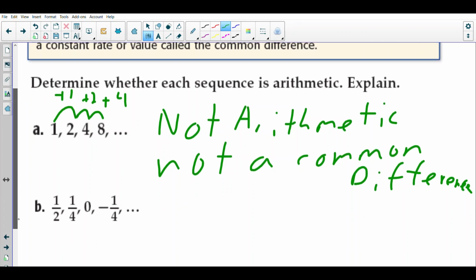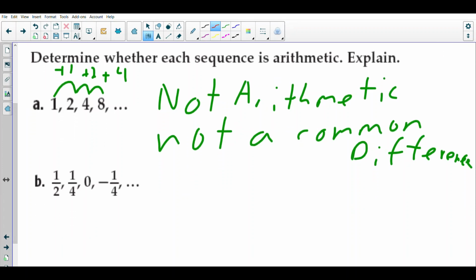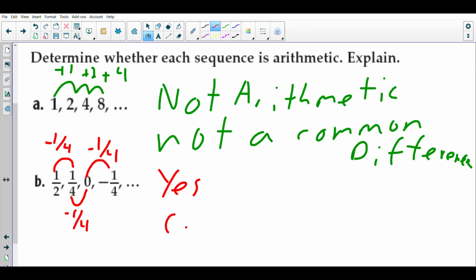Okay, so B, 1/2, 1/4, 0, negative 1/4. So 1/2 to 1/4 is subtracting 1/4. And then 1/4 to 0 is subtracting 1/4. And then 0 to negative 1/4 is subtracting 1/4. So yes, it is, because the common difference, I'll abbreviate here, equals minus 1/4. So there we go.